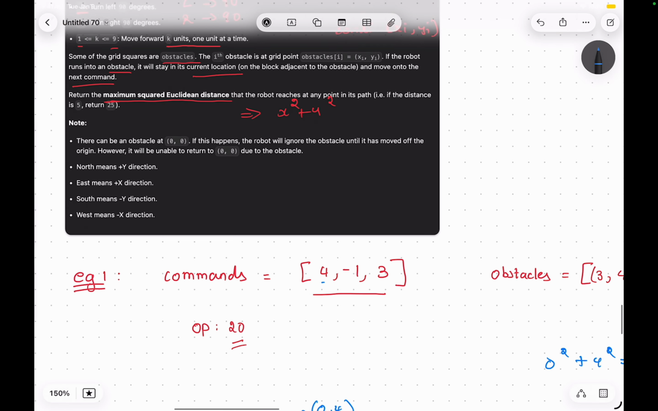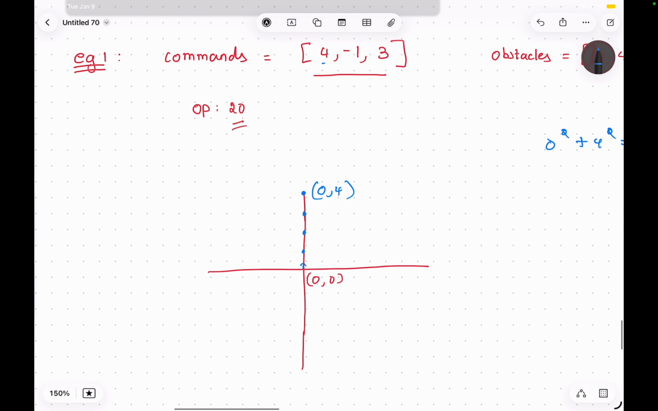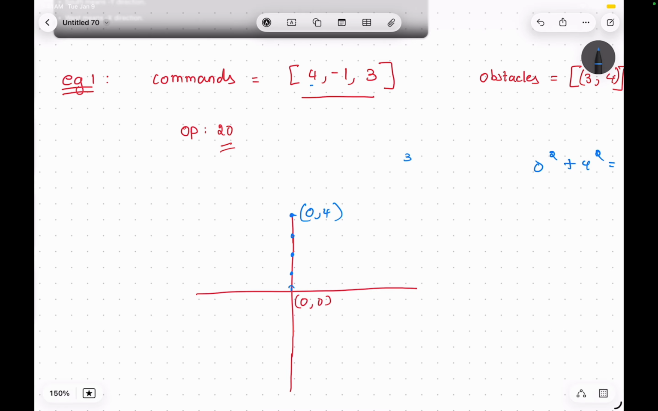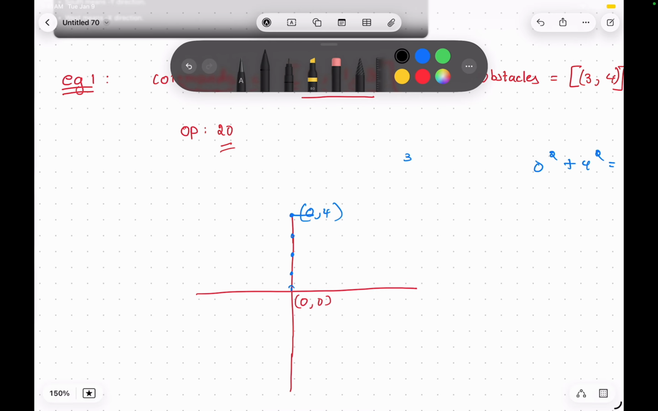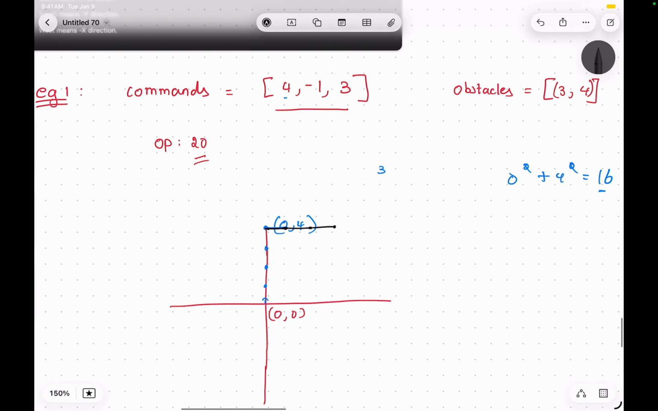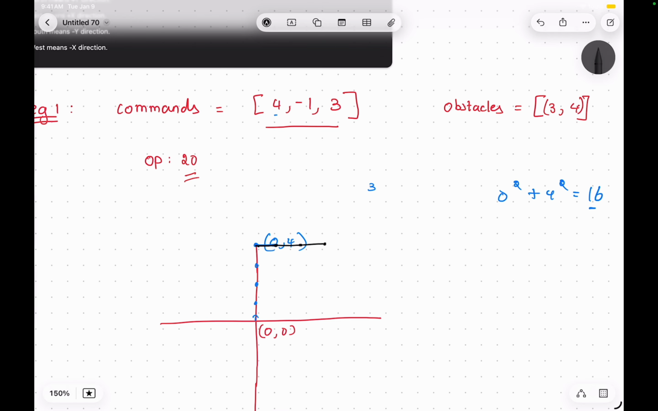-1 indicates turn right 90 degrees, right? So turn right, so we have to move in this direction. Now we have turned, and encountering the next command, which is 3, we have to move 3 units in the current direction. The current direction is right, so we can move 1 2 3. Looking at this position, it would be 3 and 4, right? 3 4.